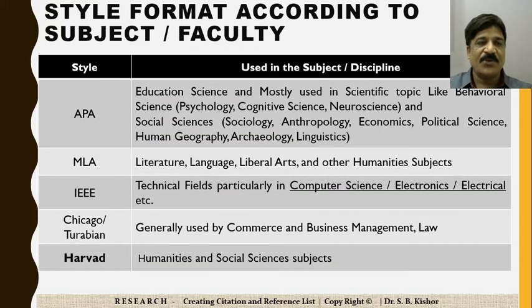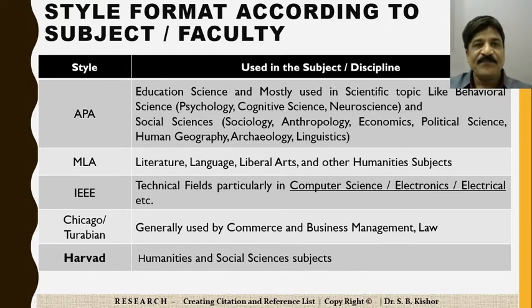For example, APA is generally used in education and science, mostly in scientific topics like behavioral science, such as psychology, cognitive science, or neuroscience. Apart from that, in social science also it is mostly used. Then we have MLA, which is basically used in literature, languages, liberal arts, and other humanities subjects. Then IEEE, which is generally used in science and technology disciplines. Then Chicago or Turabian, which is generally used in commerce, business management, and law related subjects. Then Harvard, which is used in humanities and social science subjects.